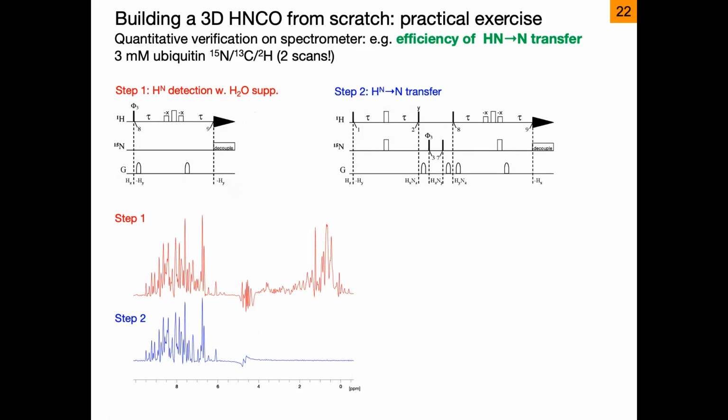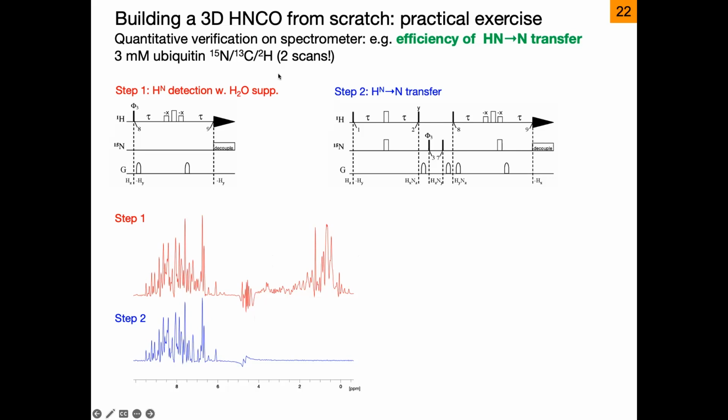So this is step 1, amide proton detection with the Watergate. The Watergate is not suppressing the aliphatics. We are not looking at nitrogen whatsoever. So you see the aliphatic resonance is here on the right side, and in the center, the water is suppressed. It's very nice water suppression.